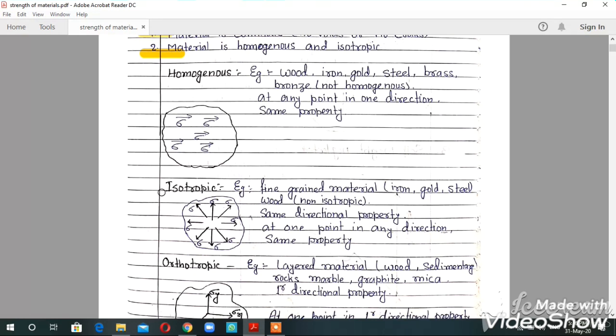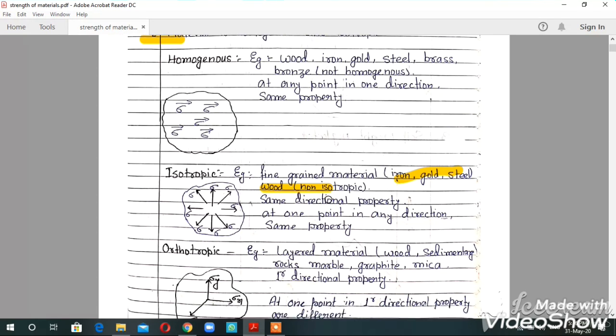Next come to isotropic. When there is the same directional property at one point, in any direction, same property. Example: fine grained material, iron, gold, steel, but wood is non-isotropic.